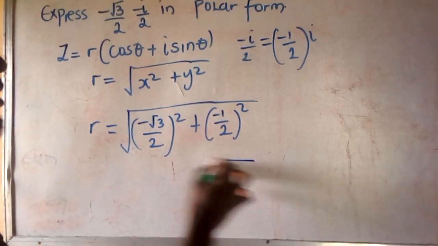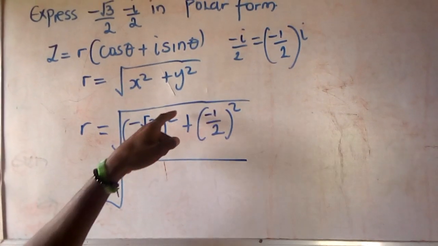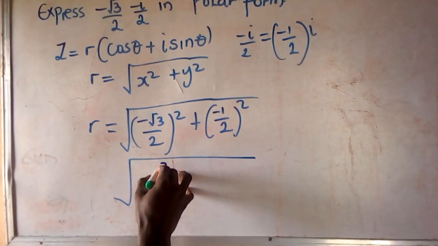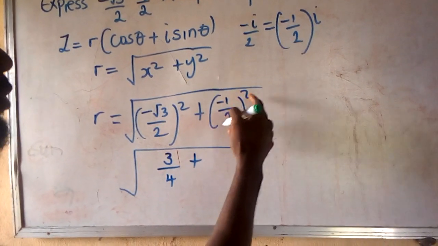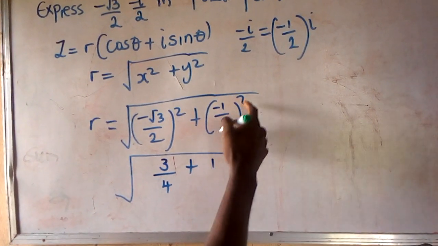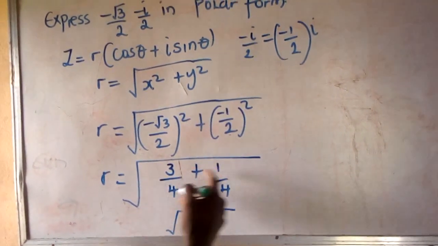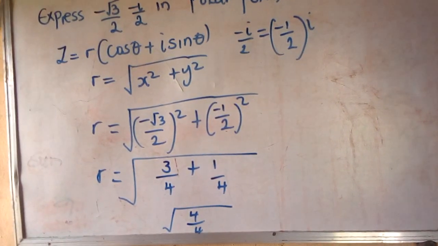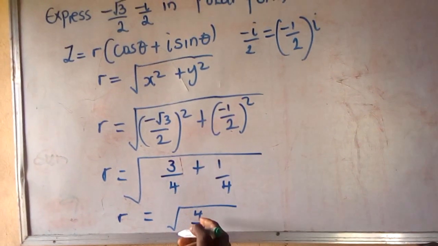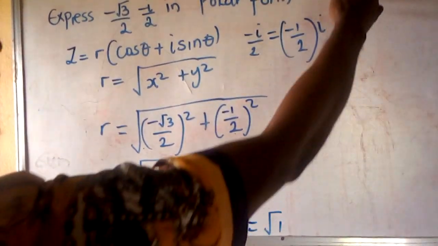R is the square root of this. Minus square root of 3 raised to the power 2 gives us a positive 3, over 2 raised to the power 2 which is 4, plus minus 1 raised to the power 2 which is 1, over 4. So 3 over 4 plus 1 over 4 is 4 over 4, which is equal to square root of 1. That is it for R.